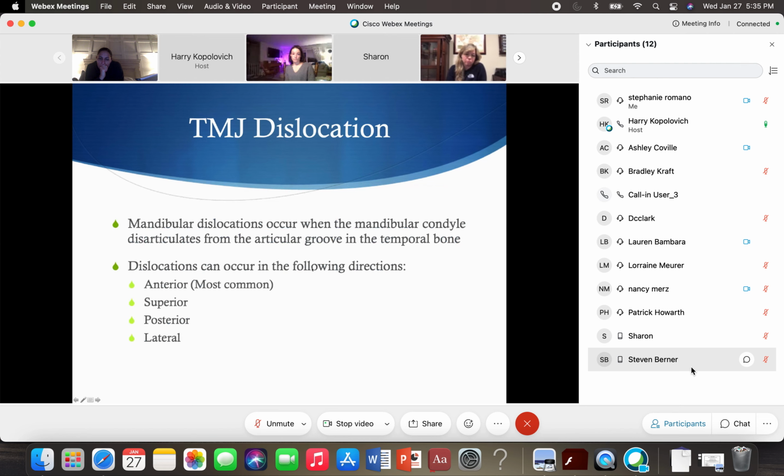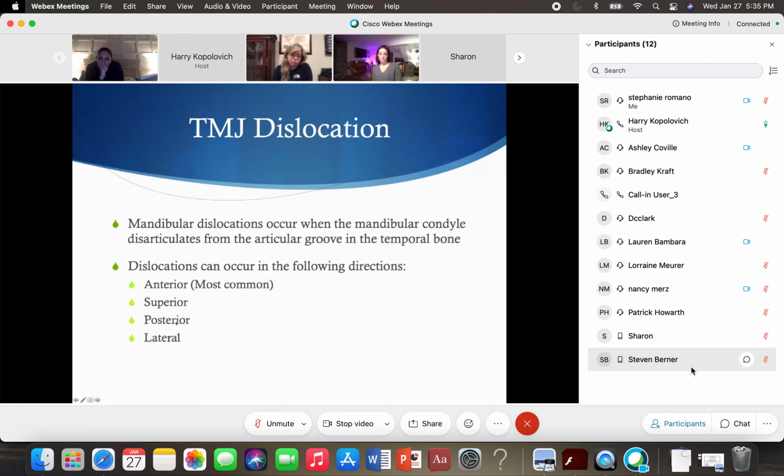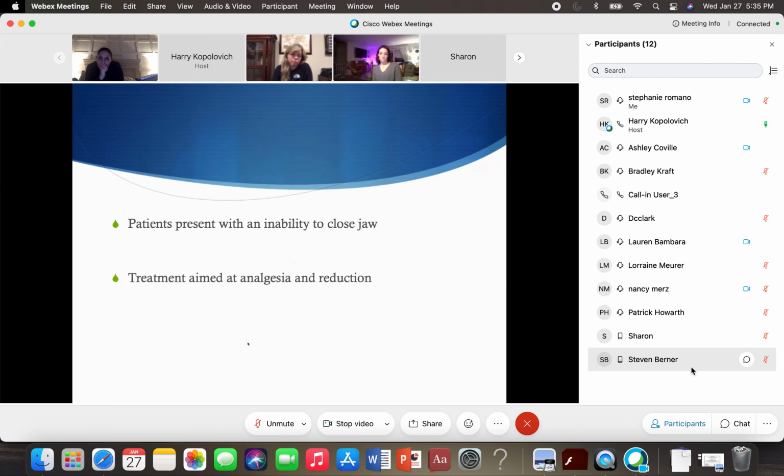The most common location that dislocations can occur is going to be anterior. Superior dislocations can occur, as can posterior and lateral. Lateral dislocations tend to occur in conjunction usually with trauma, and you'll usually see an associated mandibular fracture with that. If it's anterior, that's going to occur in probably 90 to 95% of all your cases. These patients generally present, the ones with anterior dislocations, with an inability to close their jaw, and the treatment really is sedate them and push it back down.